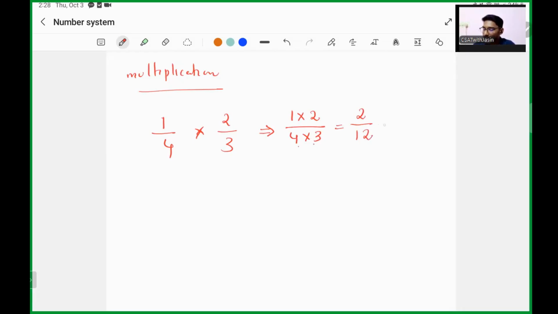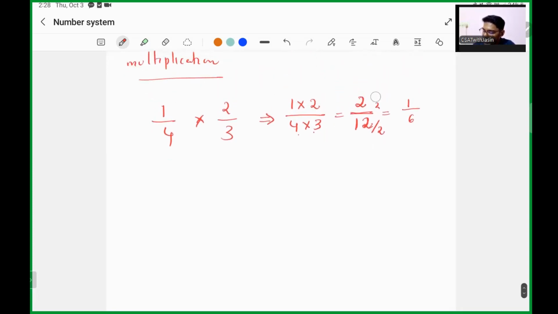2 by 12 you can actually make into a smaller form, because if you see here in the numerator and the denominator, 2 is a common factor. Right? So you can divide by 2 in the numerator and you can also divide by 2 in the denominator. So if you divide by 2 in the numerator, it becomes 1. 12 by 2 is 6. So actually 2 by 12 and 1 by 6 are the same fraction.